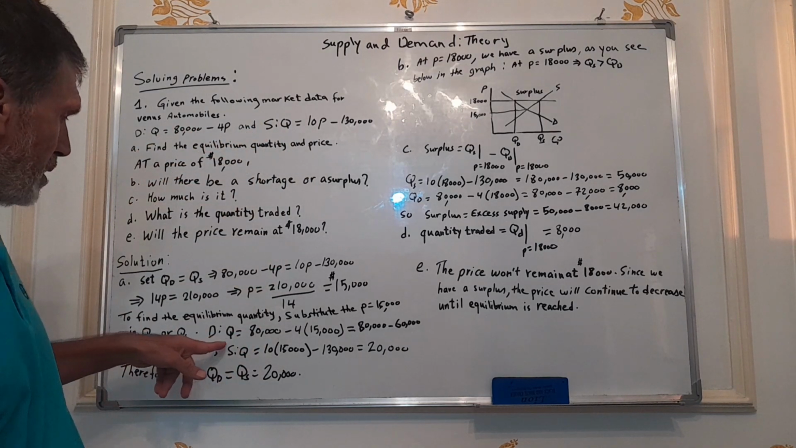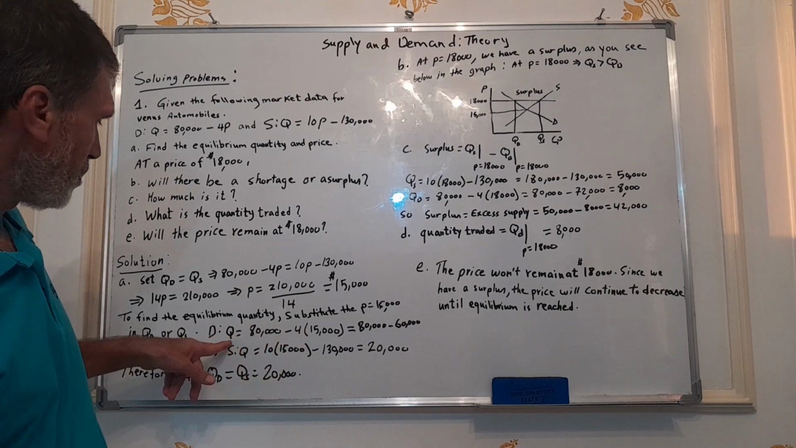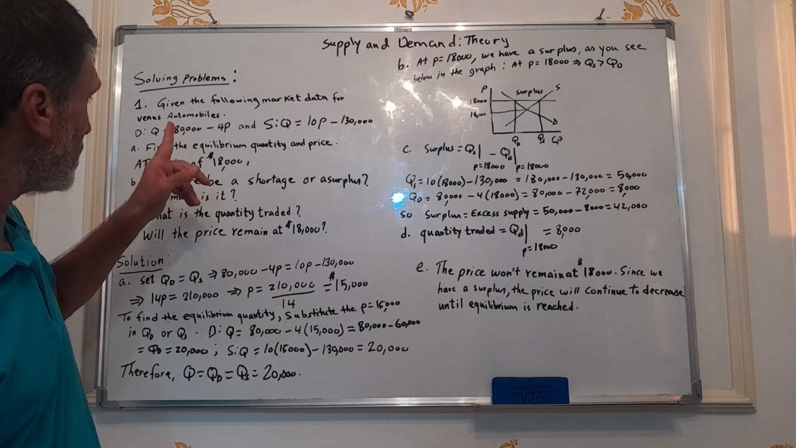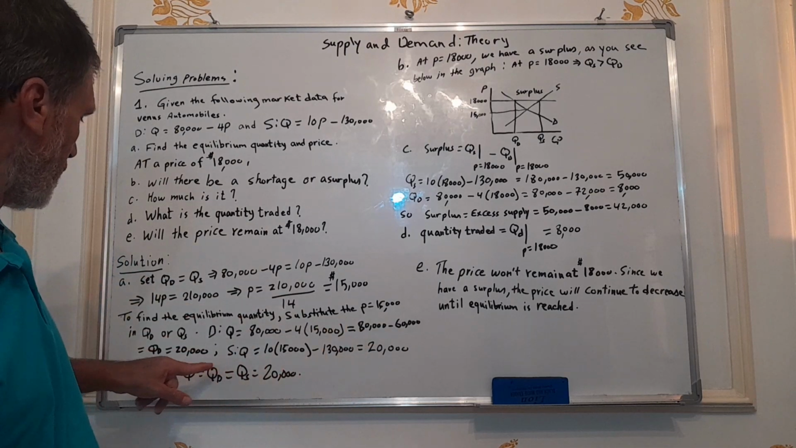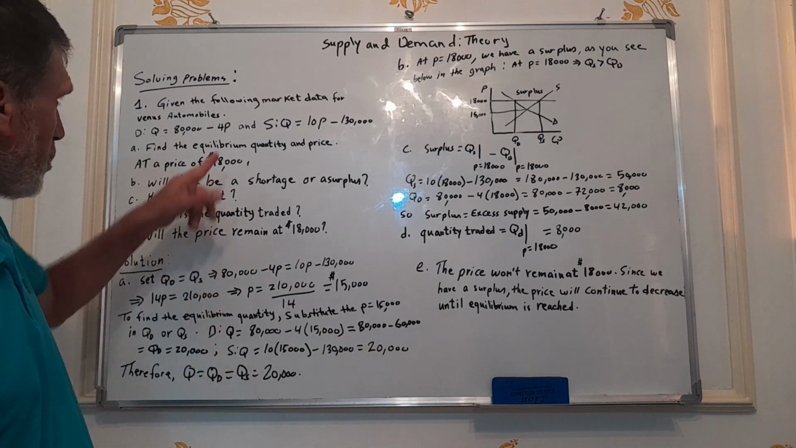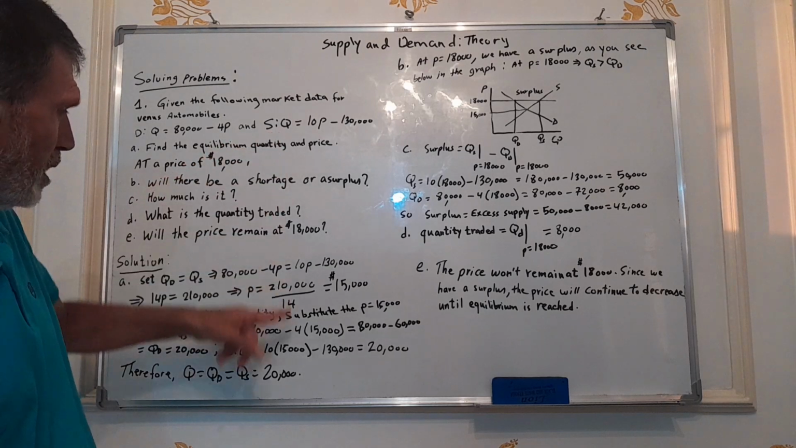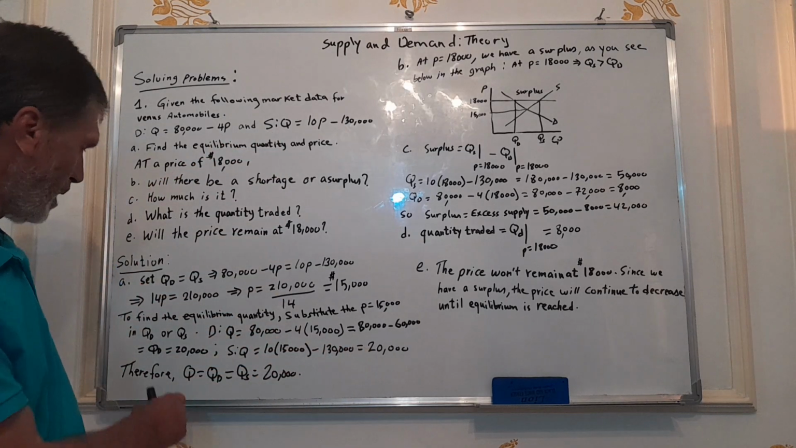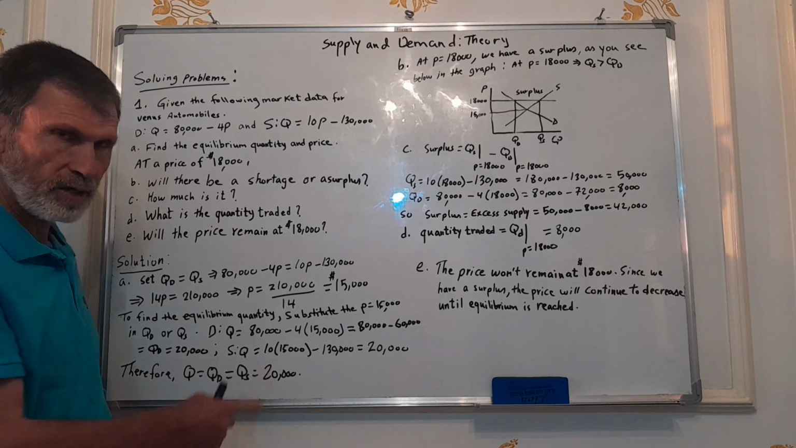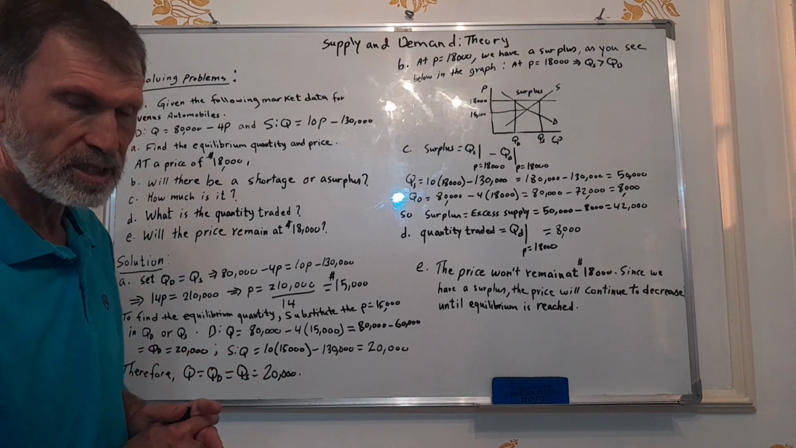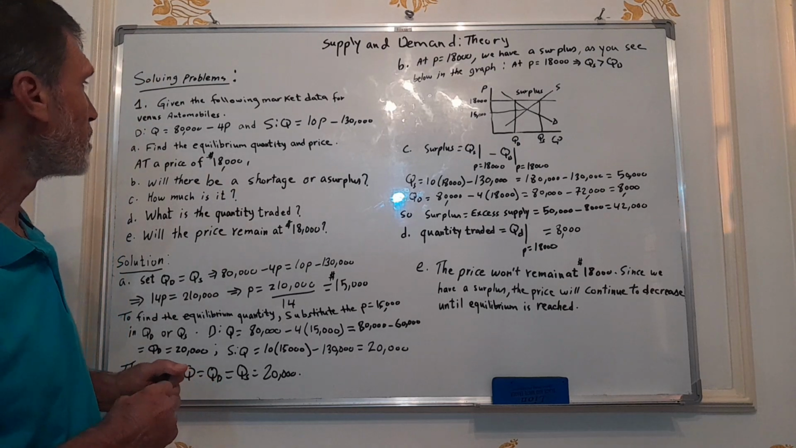Once we do that, if we plug it into the demand, the quantity demanded, we come up with 20,000. And if we plug it into the supply, we also get 20,000. Therefore, the quantity demanded equals the quantity supplied, equal to 20,000. Okay, great.